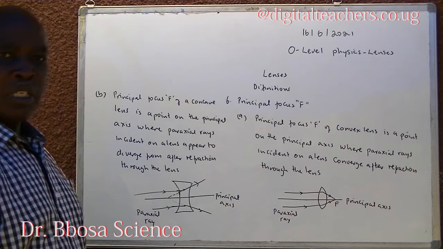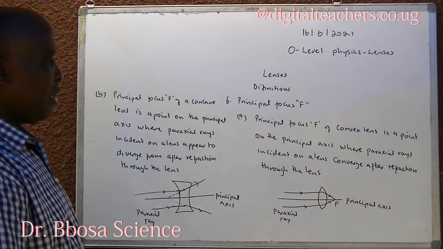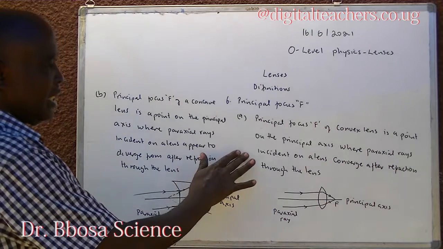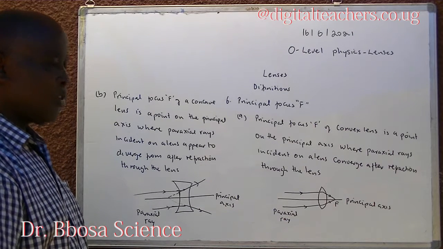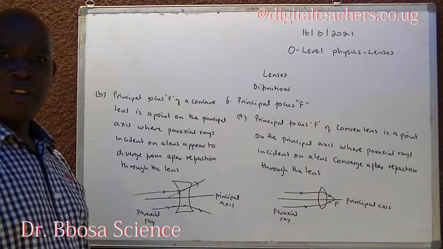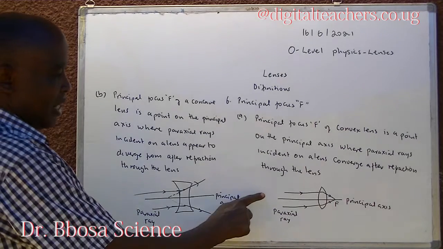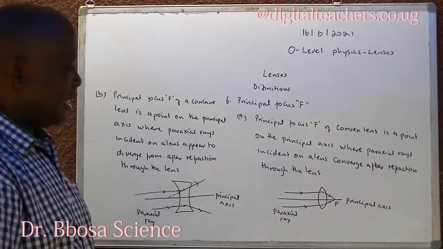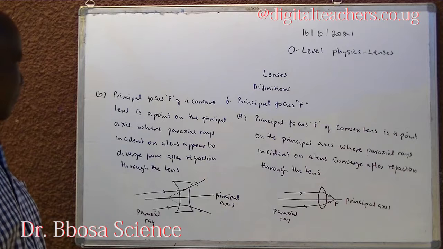6. Principal focus, capital F. A. The principal focus F of a convex lens is a point on the principal axis where paraxial rays incident on a lens converge after refraction through the lens. So paraxial rays, we said, are rays that are parallel and close to the principal axis. The point where they converge after refraction through the lens is called the principal focus.